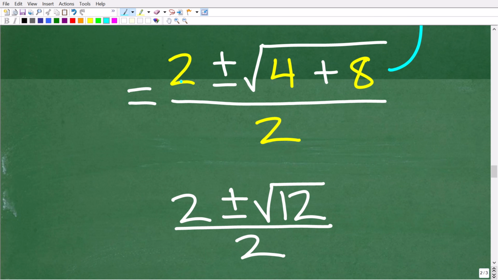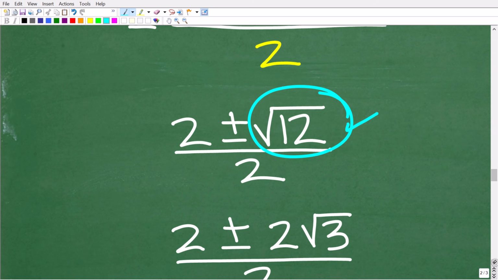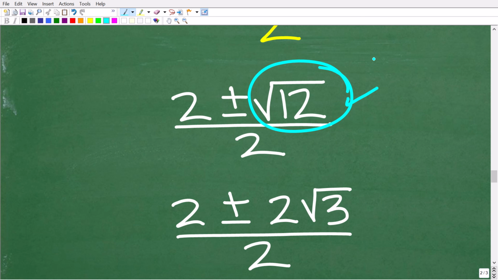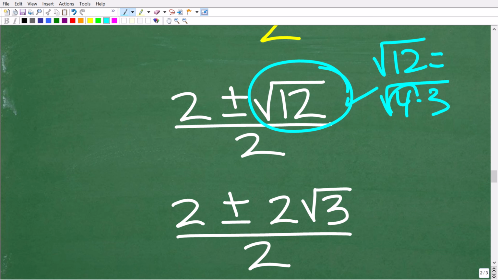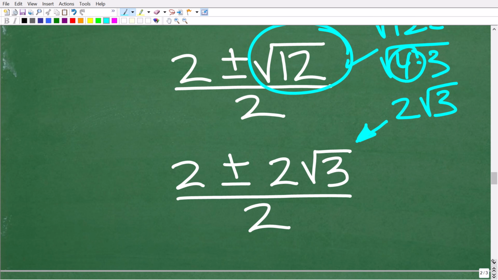All right, so this is going to be 2 plus or minus the square root of 4 plus 8, which of course is 12. So now we have 2 plus or minus the square root of 12 all over 2. So what we need to do here is simplify this square root of 12. All right, so the square root of 12 is actually equal to the square root of 4 times 3. So I have a perfect square here. So this is really 2 times the square root of 3. So I'm showing you a lot of things here that I'm assuming that you know if you understand basic algebra. But nevertheless, this is what we have so far.